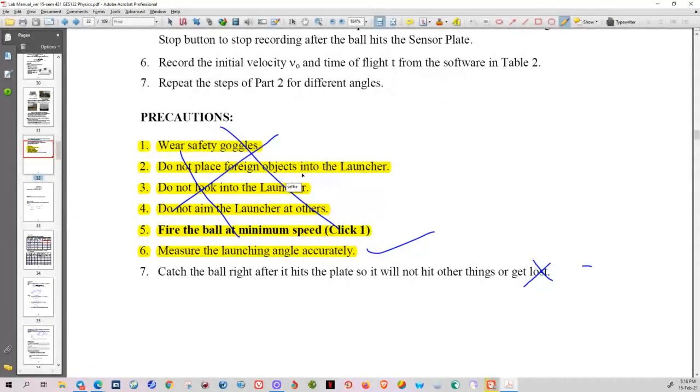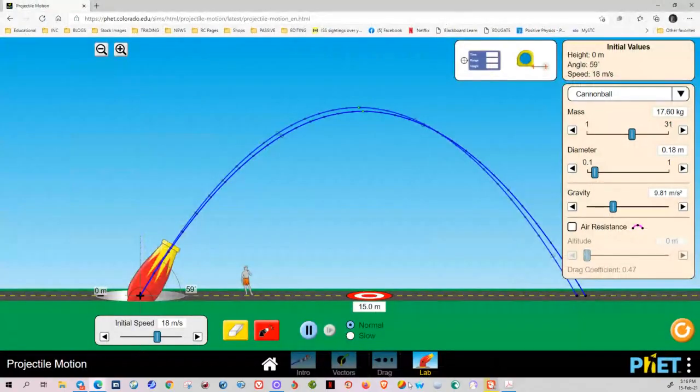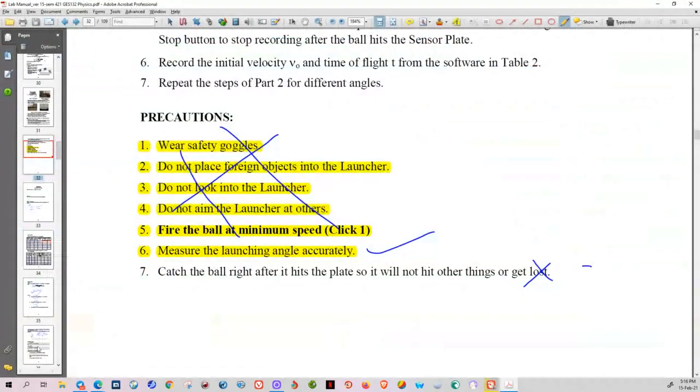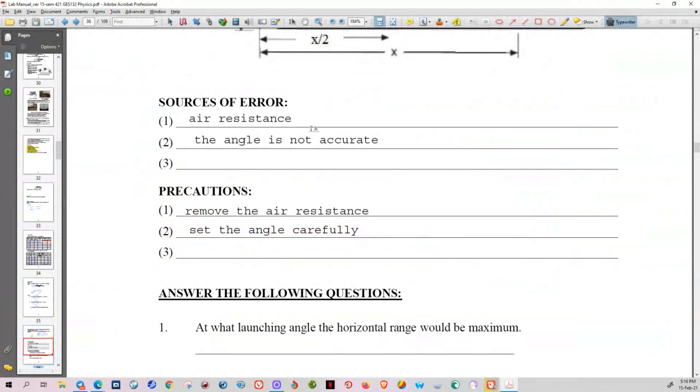What else can you write as a source of error and precaution? Start with the initial height 0. Okay, that's good. Let's go to the lab manual and see it. What's the source of error? The initial height, or you can say the launching height, is not 0. So you must start with 0. But this will not affect the experiment itself. It will affect only the maximum range. But it's okay, it's acceptable. What else? Anyone?